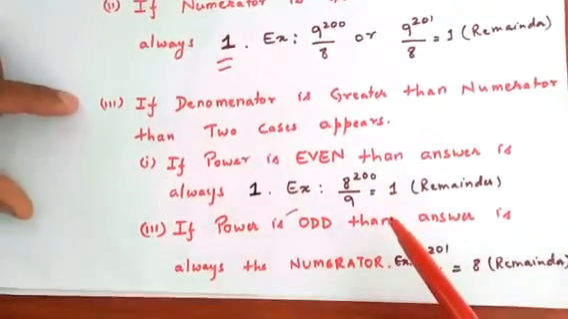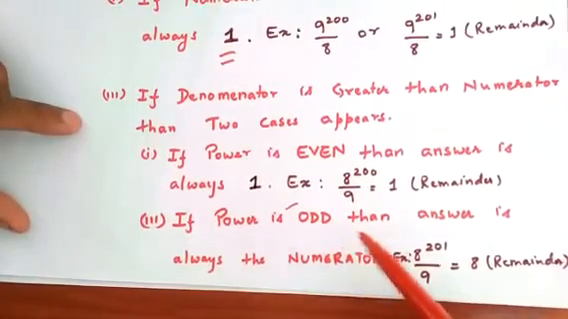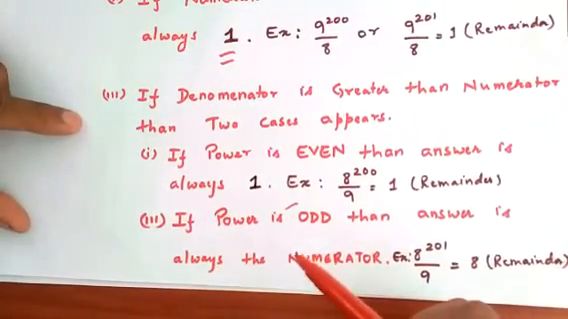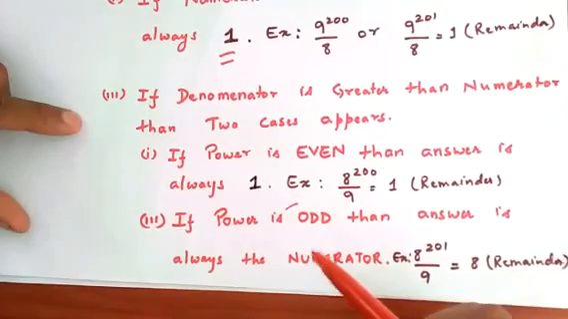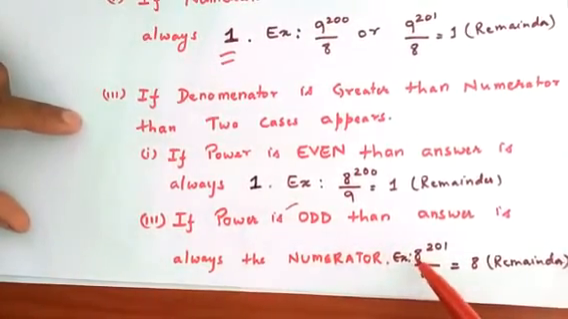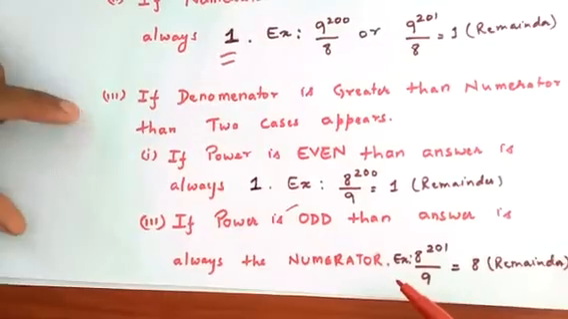And if the power is odd, then the answer is always the numerator. Like 8 to the power 201, then the answer is 8, as the power is odd and the numerator is lesser. Fine.